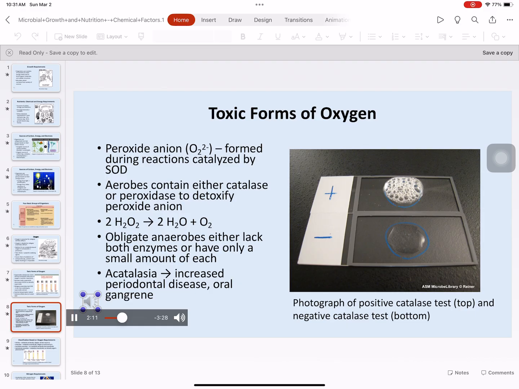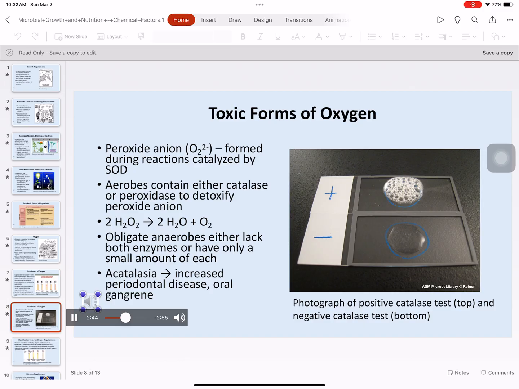If an organism has catalase, then what we see are bubbles, like we see on the top slide. If we do the same thing with an organism that lacks catalase, then we're not going to see the bubbles. We won't see the oxygen gas, and that is what we see on the bottom slide marked minus.